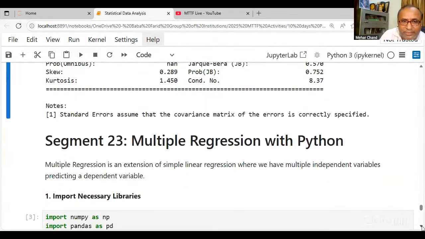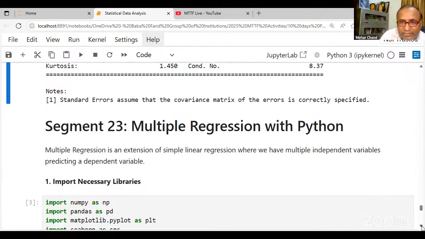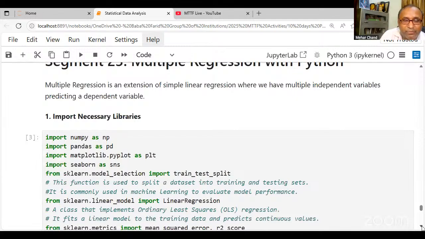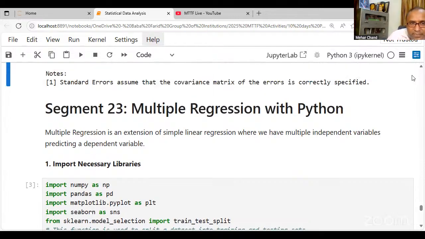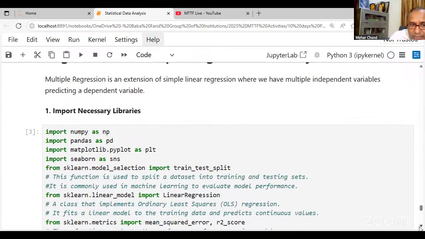Now we can have the example for multiple regression with Python. This is again very simple, and I tried to explain everything in this example, including the libraries required for this multilinear regression model. Multilinear regression is the extension of simple linear regression, where we have multiple independent variables predicting a dependent variable. So see carefully what the required libraries are.